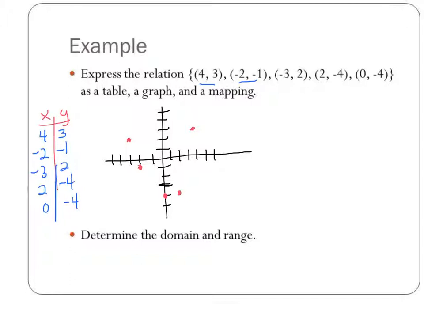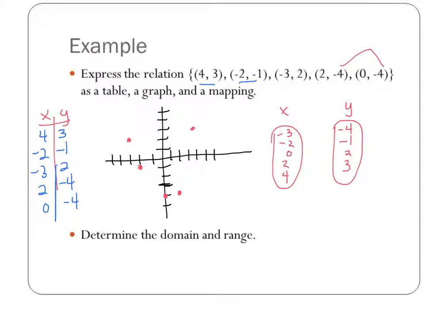All right, and then our mapping. We're going to have an x and a y, and most of the time I see these in numerical order. So let's look at maybe -3, -2, 0, 2, and 4. And then -4, -1, 2, and 3. Notice I did not put -4 in my mapping twice.